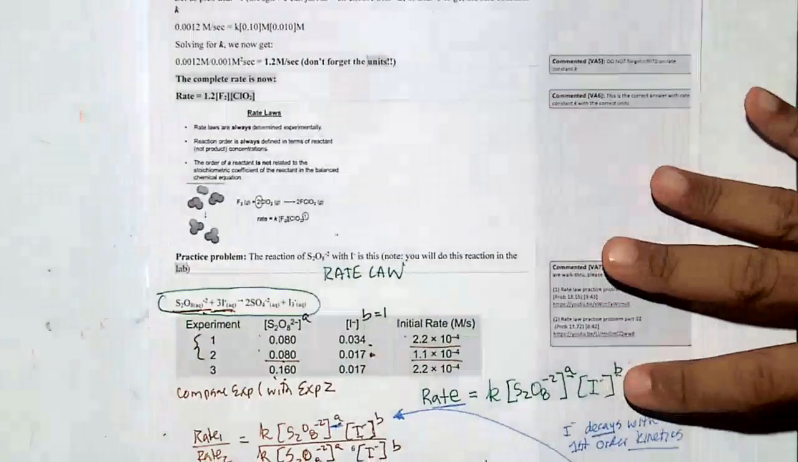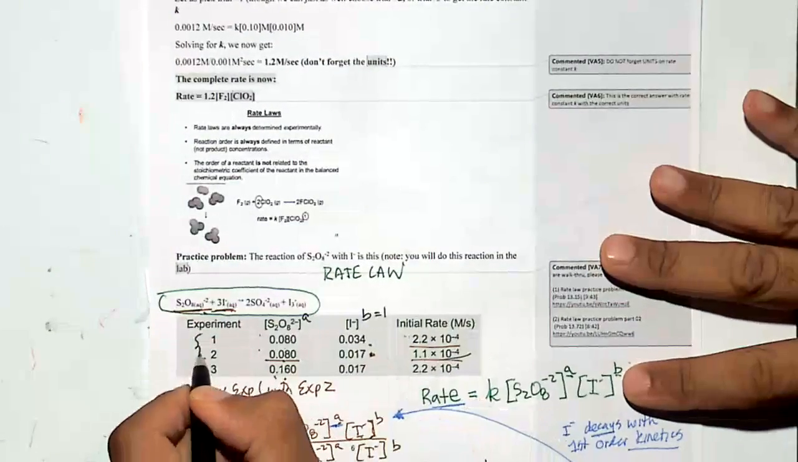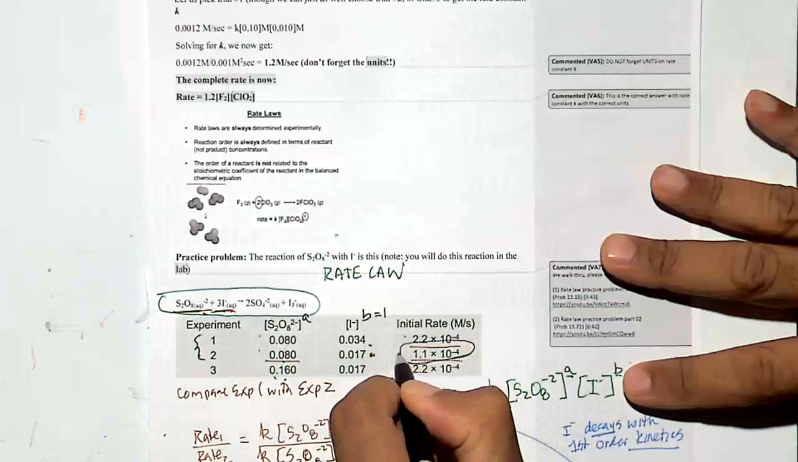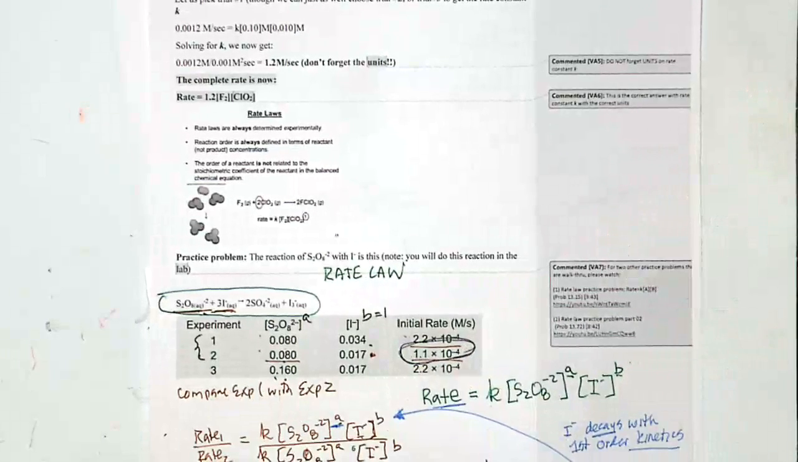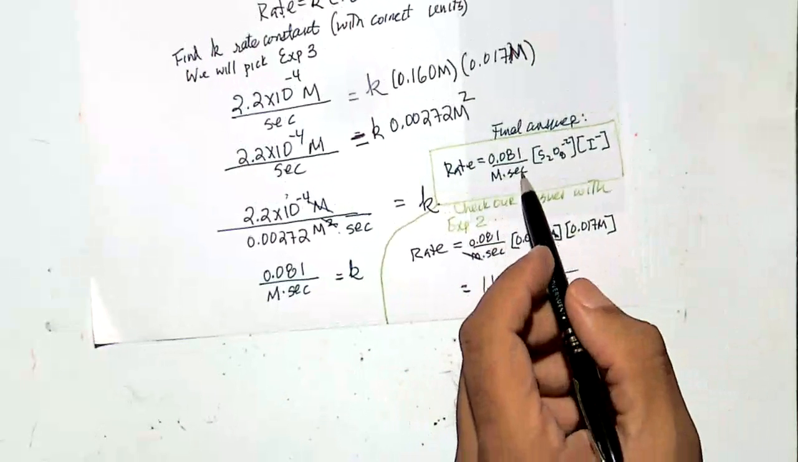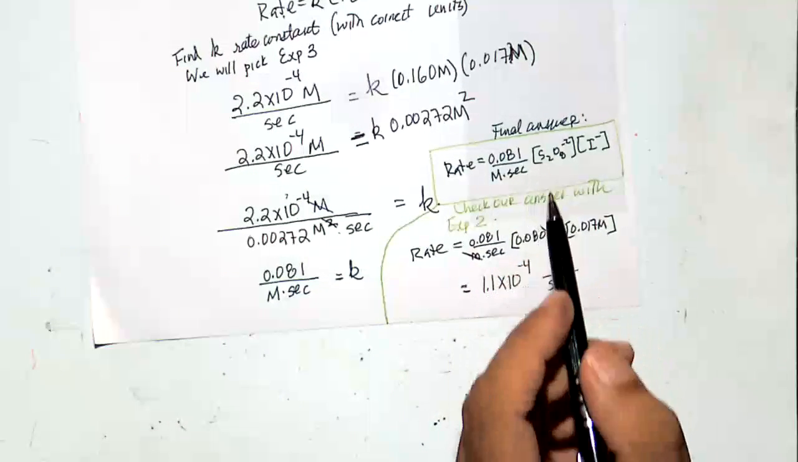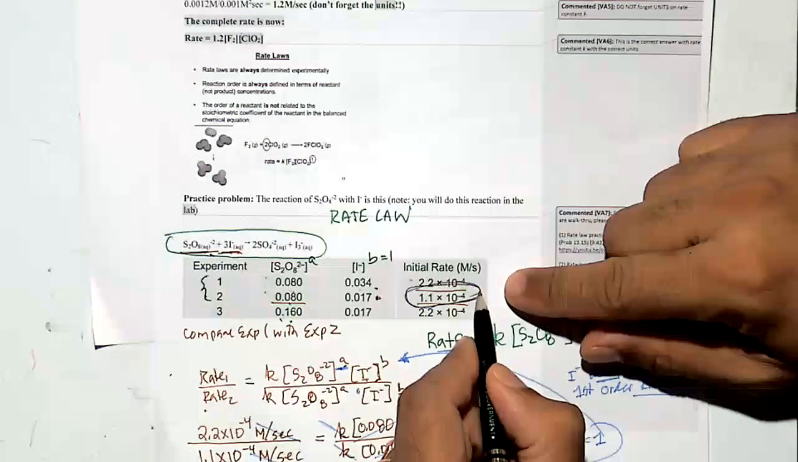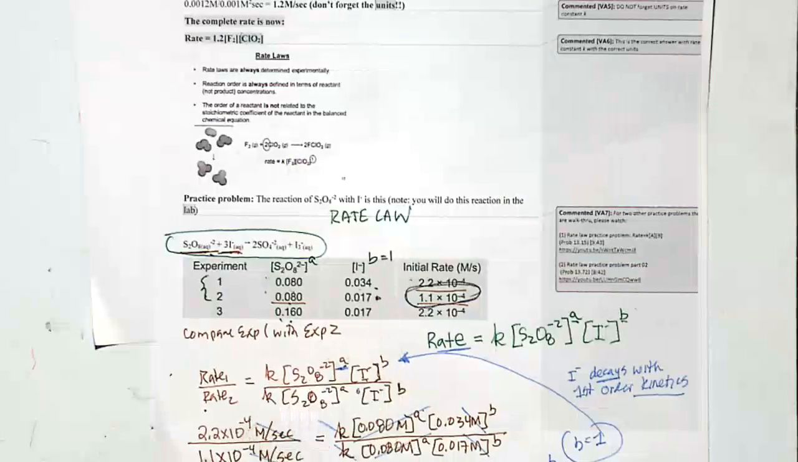And look, what do we have here? Experiment 2, which is what Leslie chose. And yep. Do you want to do experiment 1? Okay, what's 0.080 raised to the power of 1 times 0.034 raised to the power of 1 times our rate constant 0.081? If you do that, you will get 2.2 times 10 to the minus 4.